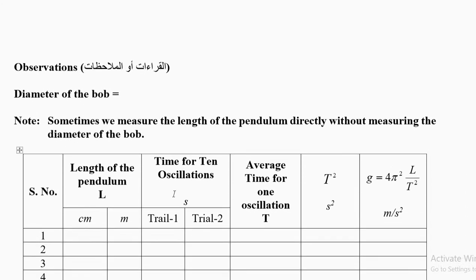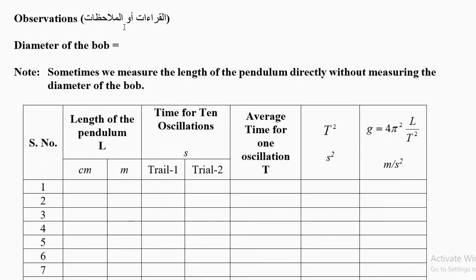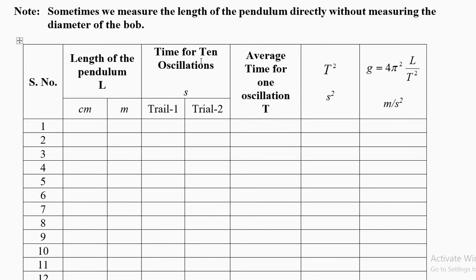Now, what are your observations? The diameter of the bob. Your length is very important. There are only two things in this experiment, length and time. So measure both of them carefully. You should know the length of your pendulum nicely. The diameter of the bob is important, and you can use vernier calipers or a screw gauge if you want to. Use centimeters in your experiment and meters in your calculations, or you can use meters in your experiment also. Trial for 10 oscillations. Remember this number 10. 10 plus 10 is 20, so you'll divide by 20 for this.